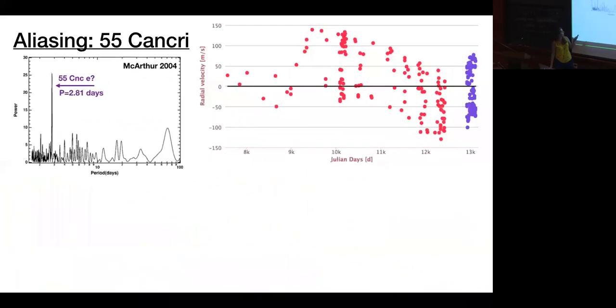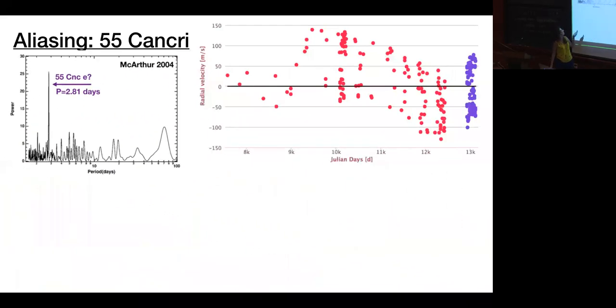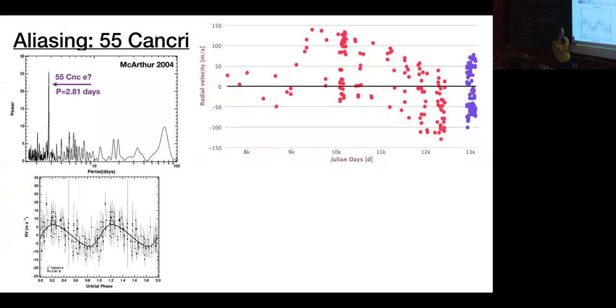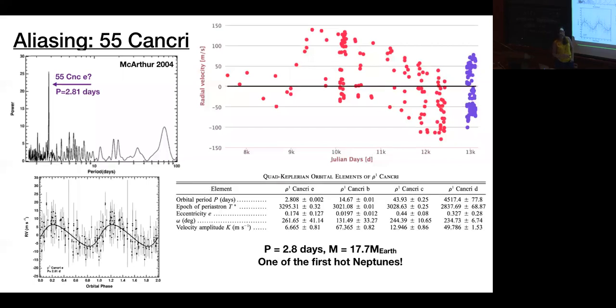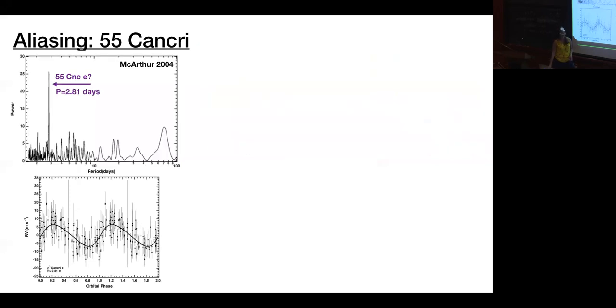Okay, so this looks real good. It's a nice peak. It's again well separated from the rest of the periodogram down here. It's very tall, so this looks reasonable. They fit a sine curve to this, which looks great, and called that good. This was one of the first hot Neptunes that we discovered, 55 Cancri E. Okay? And everyone was good and happy with this for roughly 6 years.